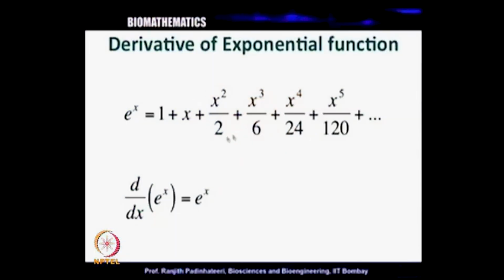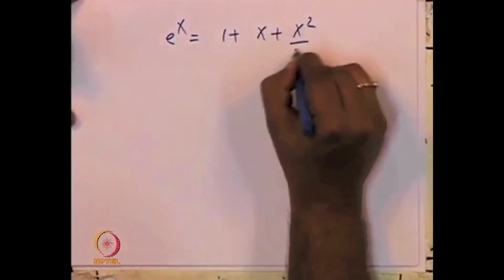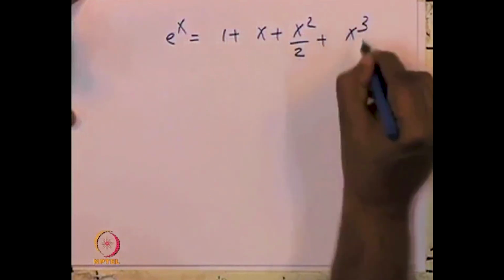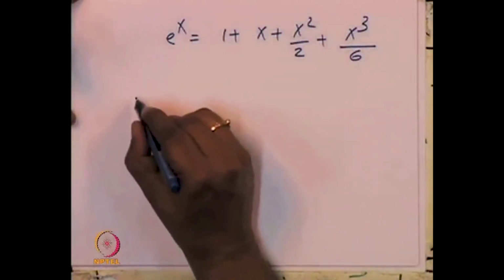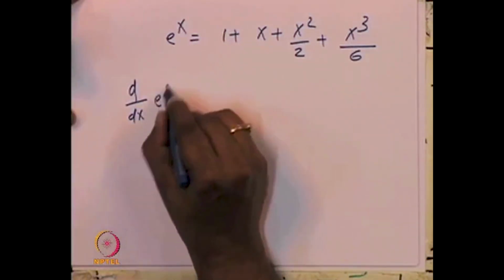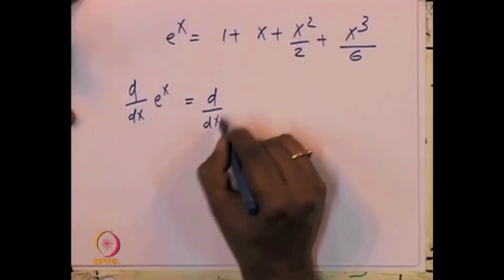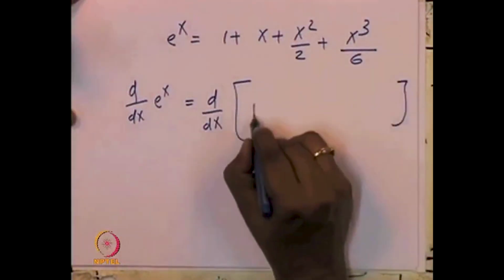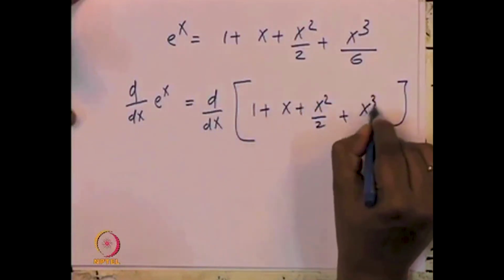Let us think about it. Let us just quickly redo this. So, we said e power x is 1 plus x square by 2 plus x cube by 6. Now, d by dx of e power x is nothing but d by dx of this whole thing, which is 1 plus x square by 2 plus x cube by 6.